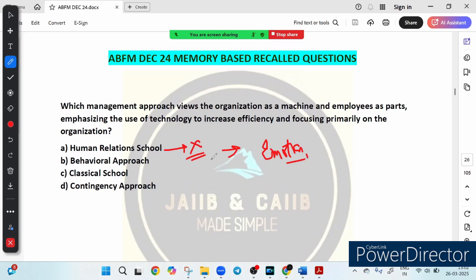For example, imagine a factory where workers are tired and unmotivated. So the human relation approach would introduce breaks, team activities and feedback systems to improve morale. So this does not treat employees like machine parts. So this is not the correct answer.